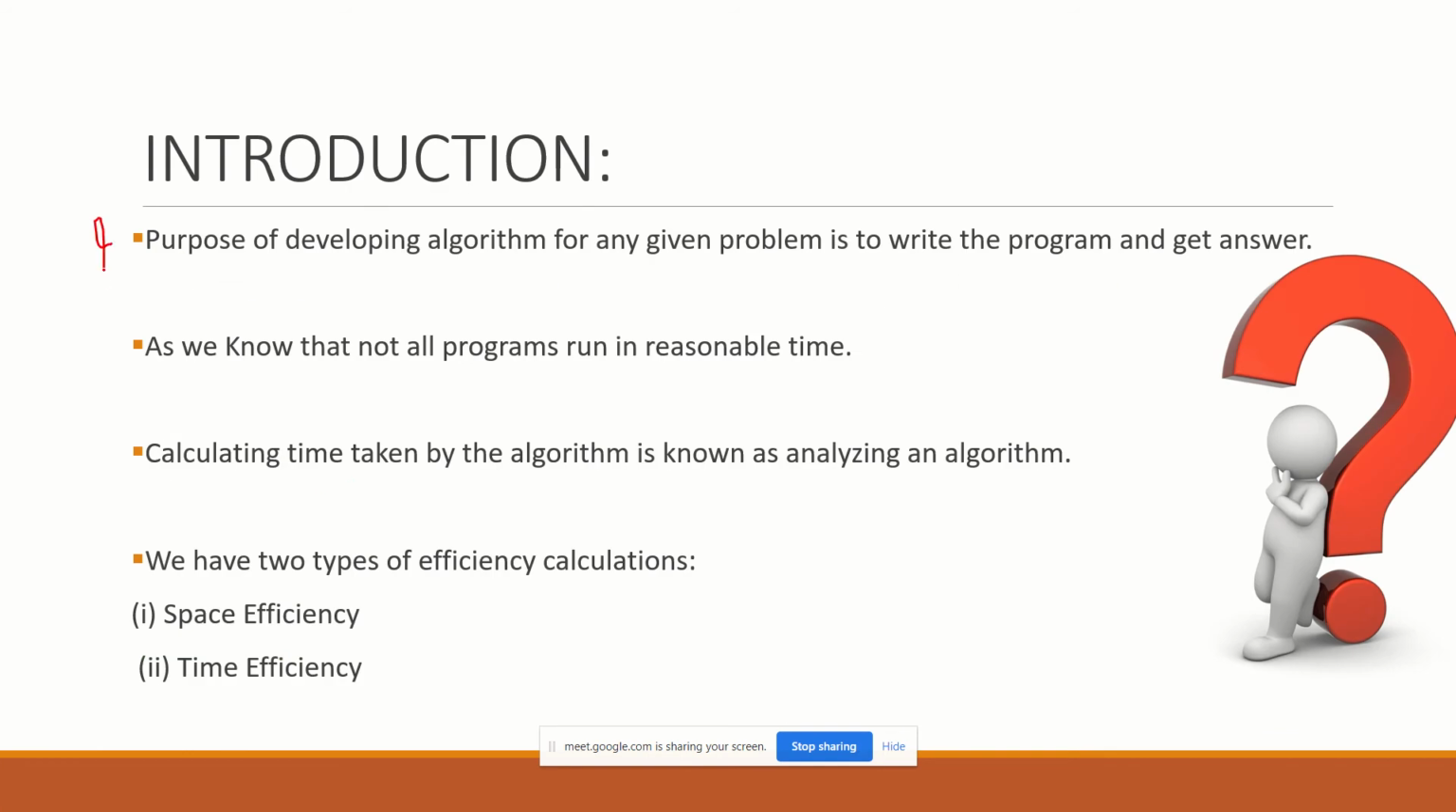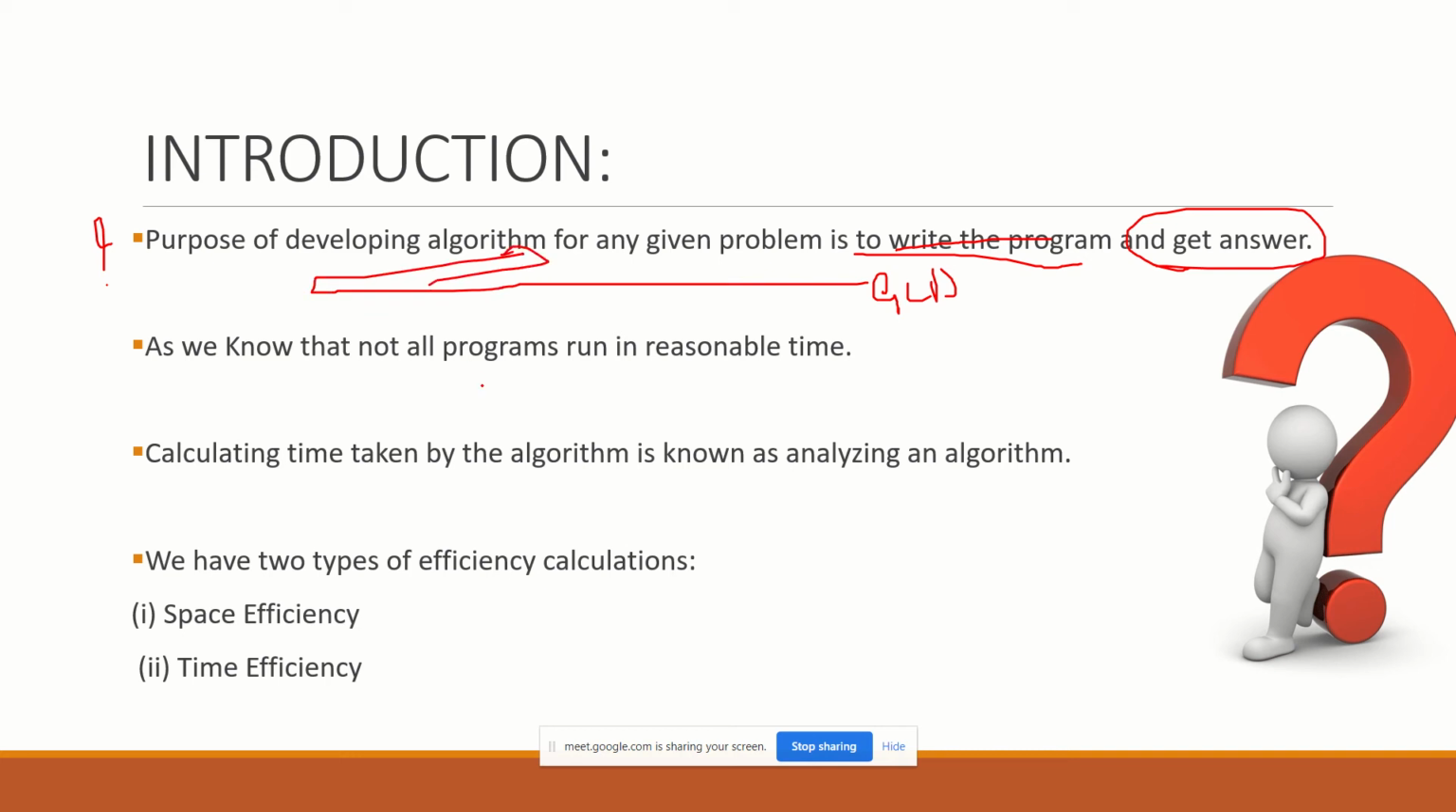So the first question is why we need to develop an algorithm. Simple answer, we have to write the program to get my particular answer. If I find the GCD, greatest common divisor, then I need to write a program. Before writing the program, I need to write a common solution, that is an algorithm. So I am developing an algorithm to write a program and to get the perfect answer.